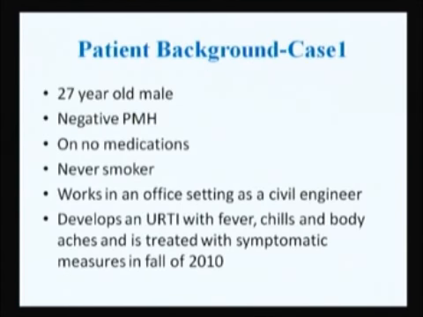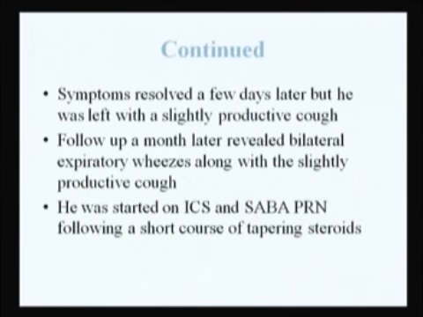This is a case that I saw in 2010. This was a 27-year-old male who was previously healthy on no medications. He was a never smoker, and he worked in an office setting as a civil engineer. He developed what looked like a regular upper respiratory tract infection, chills and body aches, and so on. That was the fall of 2010. The symptoms resolved a few days later, but he was left with a slightly productive cough. A month later, he had bilateral expiratory wheezes, along with the slightly productive cough.